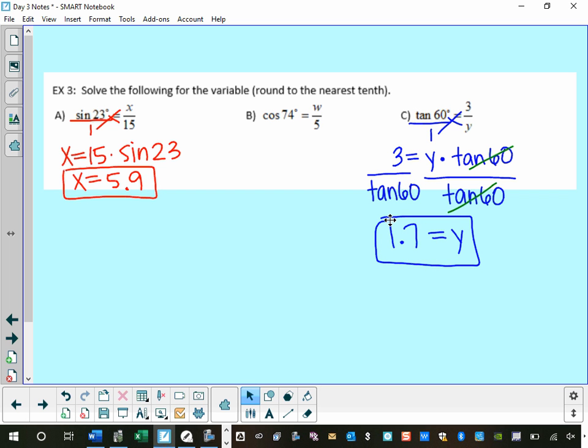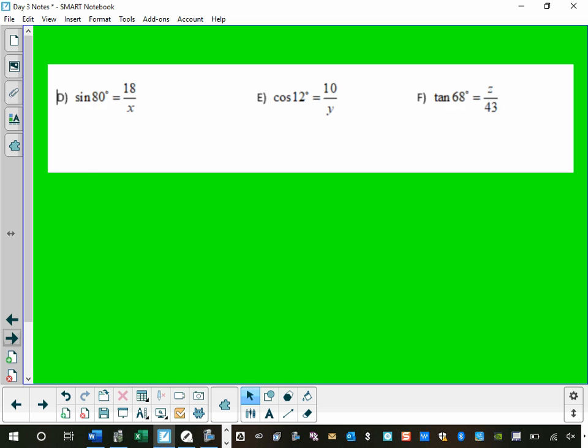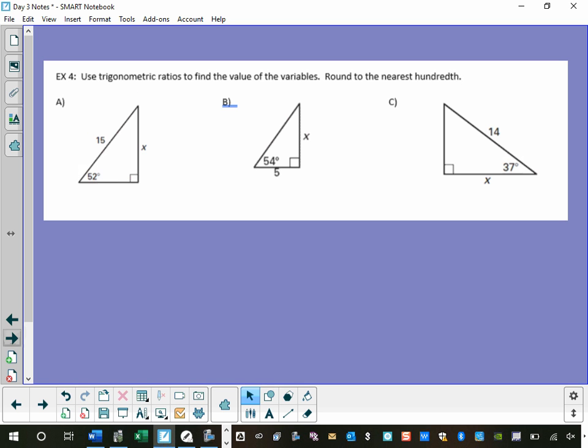This part you guys should be good with because your algebra is pretty strong, so you should be able to solve for x or y. Let's go ahead and try, a few minutes until the bell. Let's look at letter A in example 4. It says use your trigonometric ratios, so look at your little cards.